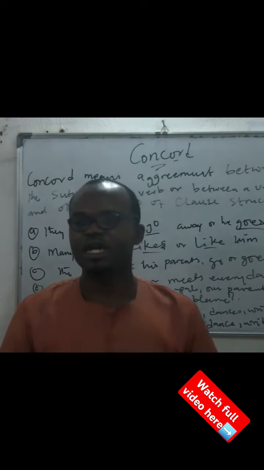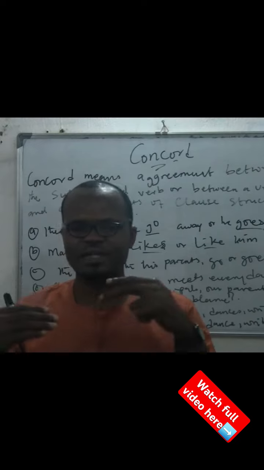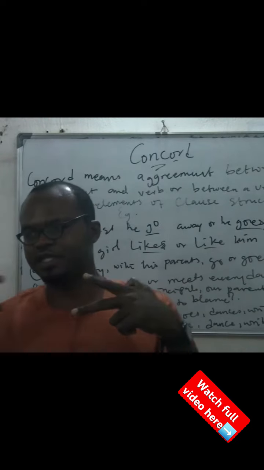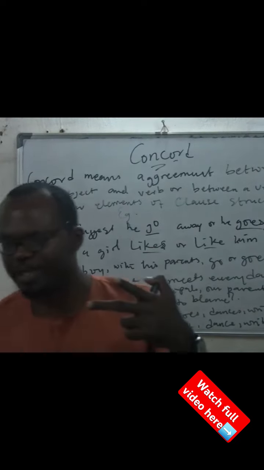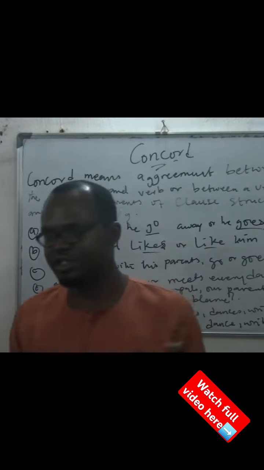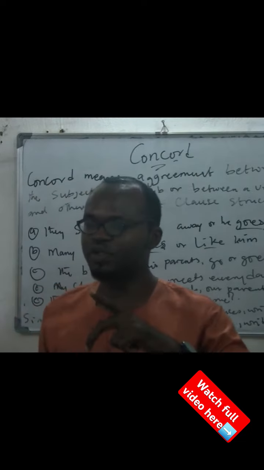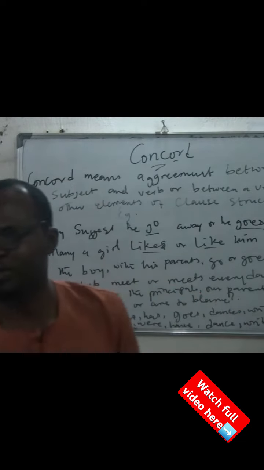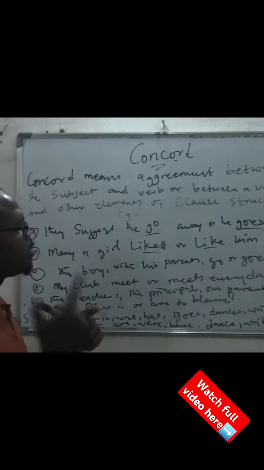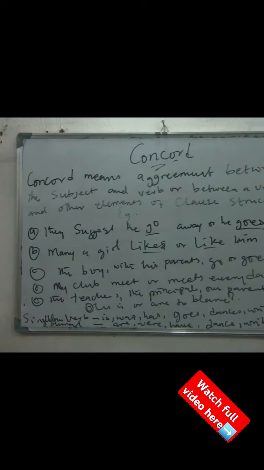You understand? How do you know the right predicator to pick for a subject, or the right complement or adjunct that follows a subject? How do you know the right subject that goes with a predicator? You understand? The ability to choose or combine them together.